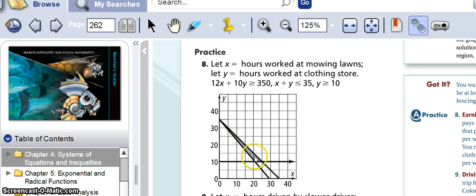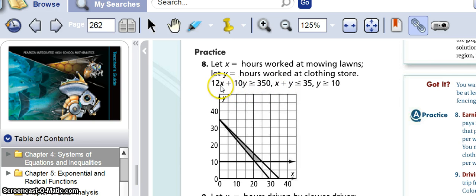I'm really quite constrained. Say if I work 10 hours mowing lawns, then I only have a small range of what I can work at the clothing store. It's probably between like 26 and looks to be about 30. And we could figure out the exact values by plugging them in. But here would be the two equations that we derive.